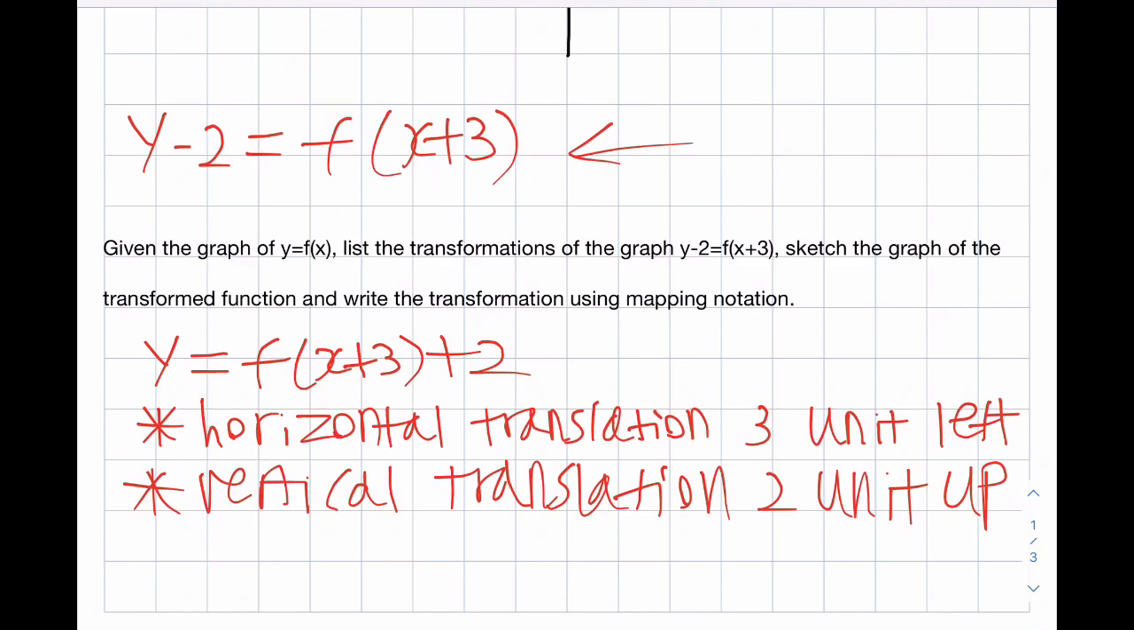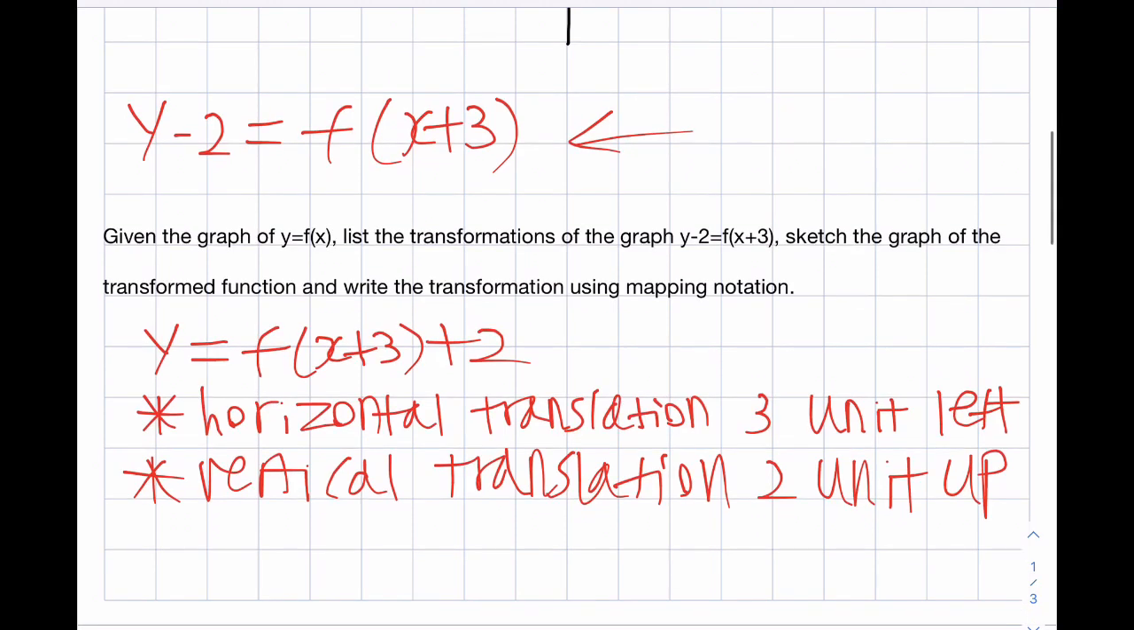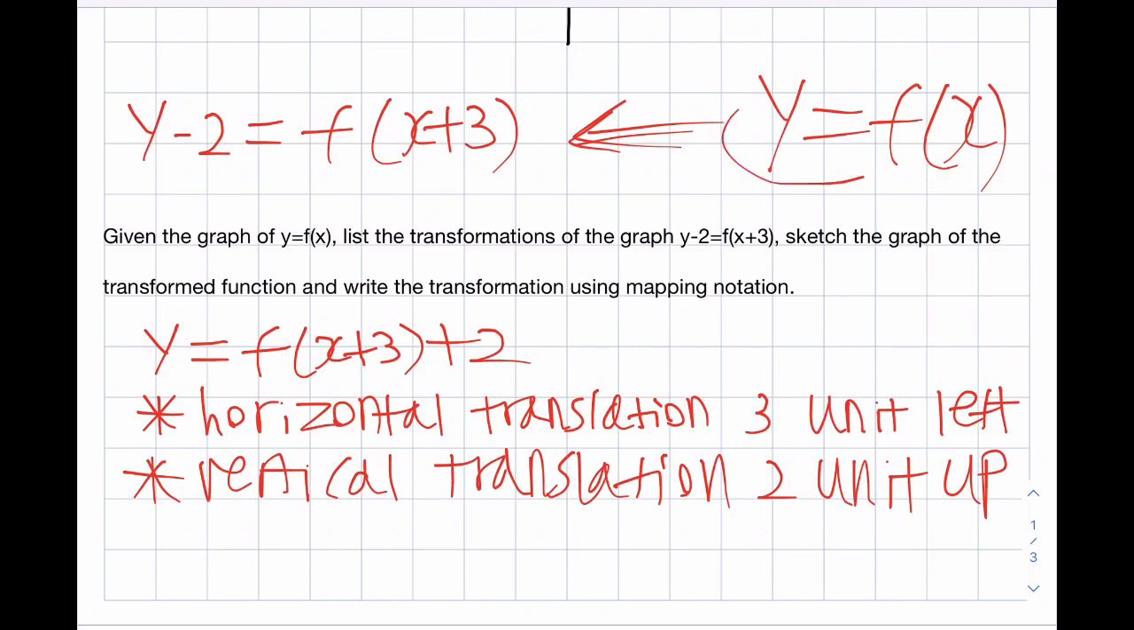Nice. Now we have listed the transformations of the graph. Now we need to sketch this graph in the graph above. All right, guys. How we do this is we know that this graph is a transformed version of y equals f(x). So basically they took y equals f(x) and moved all its points 3 units to the left and 2 units up. So we basically just have to do that.